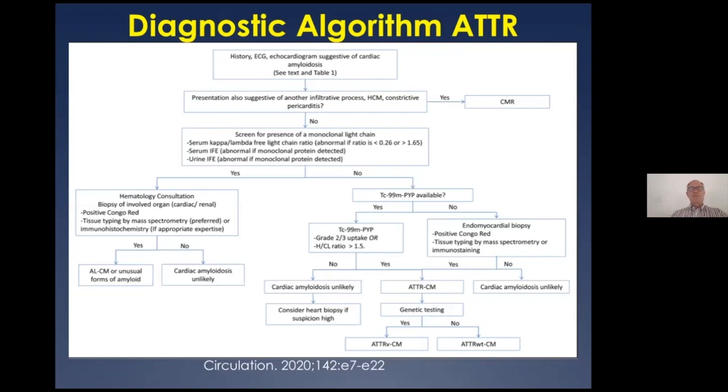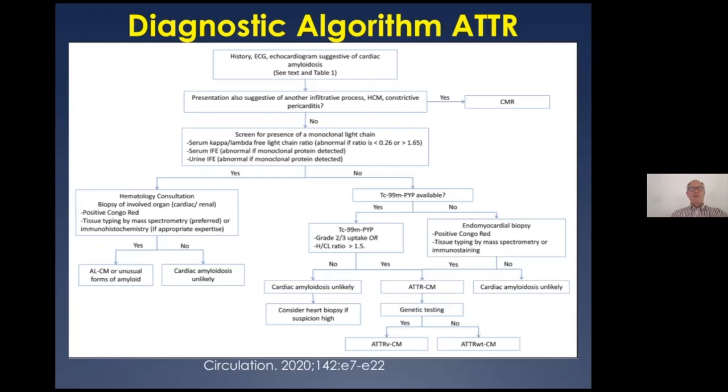and look at serum electrophoresis, both in the urine and in the blood. If it's abnormal, then that's consistent with a monoclonal protein being detected, and that patient would not have ATTR. So if it's present, that patient needs to be seen by a hematologist with the other diagnostic parameters being evaluated.